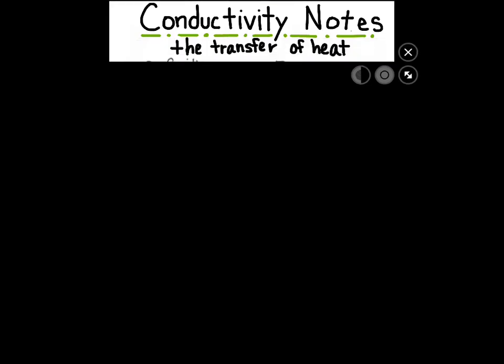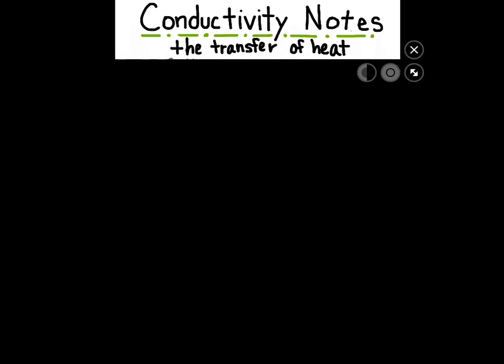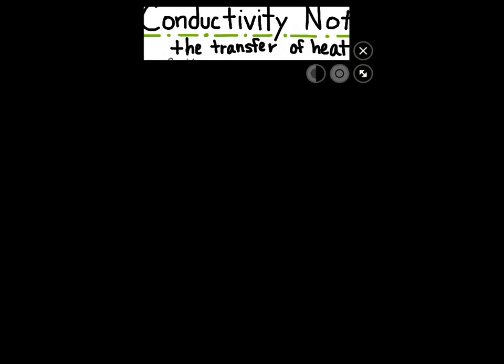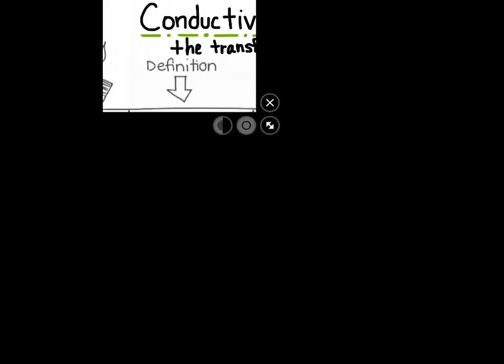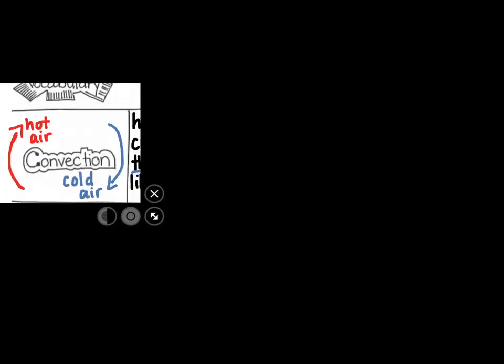Let's get started. So conductivity is just the transfer of heat. We have 3 different ways that we are going to transfer heat. Our first one is convection. That is when hot air rises and cold air sinks. So the air is circulating.